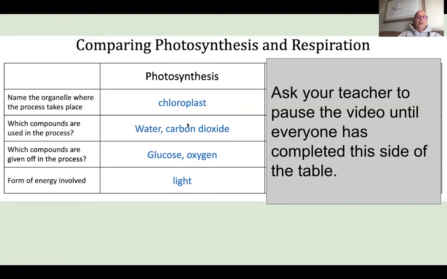Which compounds are used in the process? Well, it uses water and carbon dioxide. Which compounds are given off? Glucose and oxygen. And what form of energy is involved? Light. So I'm just going to pause here, or your teacher will pause here if you need it, to give you a chance to get these 4 spaces filled in.